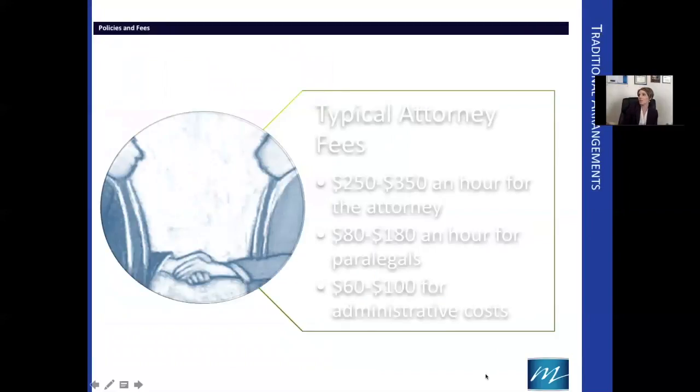What can you expect to spend if you go to an attorney? Typical attorney fees are anywhere between $250 and $350 an hour on average. You will find attorneys who charge less. You will find attorneys who charge more. Paralegals are typically between $80 an hour and $180 an hour. And administrative costs or charges are usually between $60 and $100 an hour. And again, those are averages.